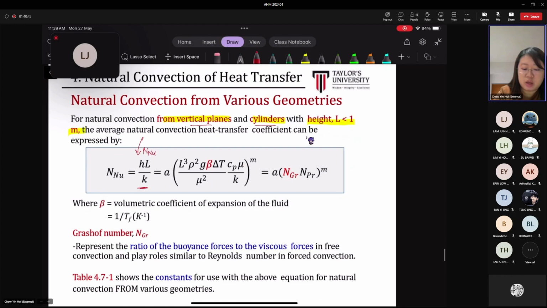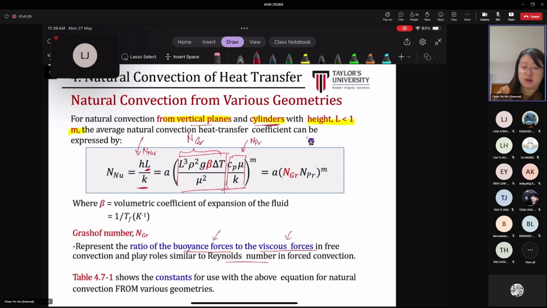If you look at the left-hand side, this is again your Nusselt number. It depends whether you are dealing with plates, then you use L, or diameter if you are dealing with a cylinder, or we can also use the length. As for this whole chunk here, it is what we call the Grashof number. It represents the ratio of buoyancy force to viscous force, which is the momentum in free convection, and it plays a role similar to the Reynolds number in forced convection. The second part gives us the Prandtl number.